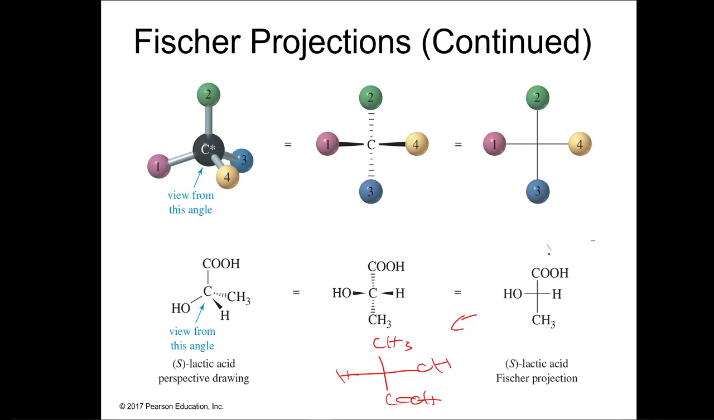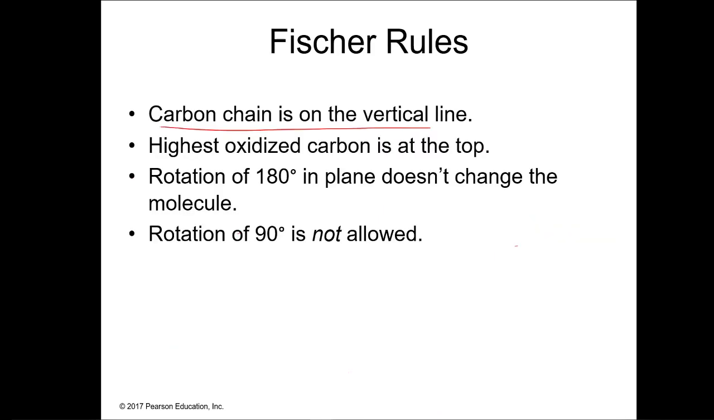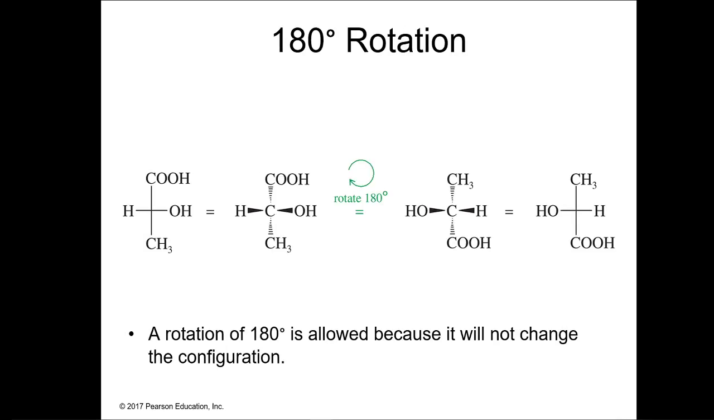But if you were to rotate this 90 degrees and do it like this, you're not allowed to do that. So you can do this, that's fine, but you can't do that. Generally you want the most oxidized carbon on top, which is not oxygen, it's carbon. You should have carbon on top and a carbon on the bottom if possible.